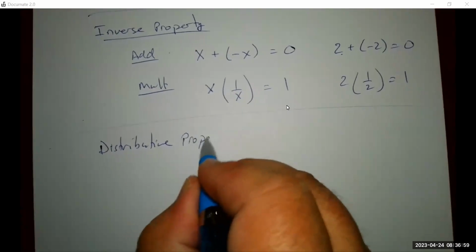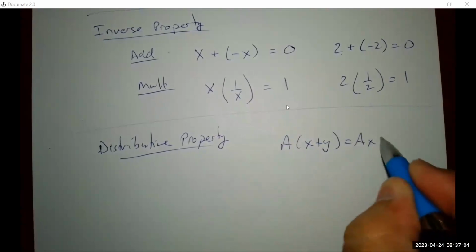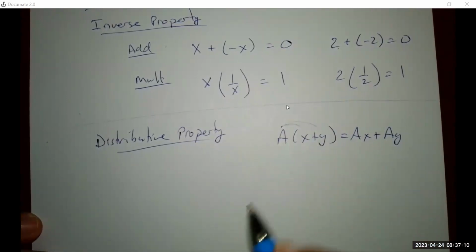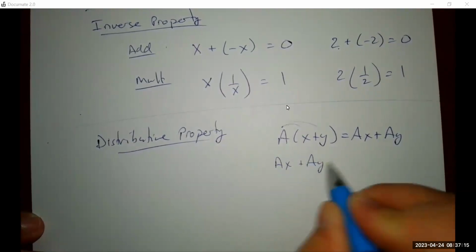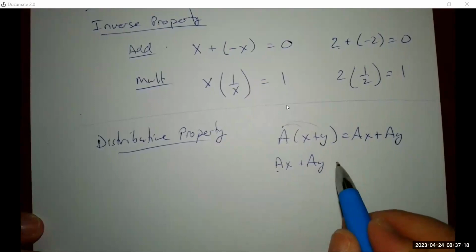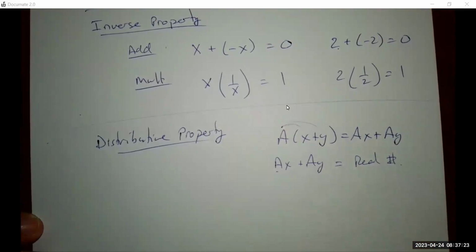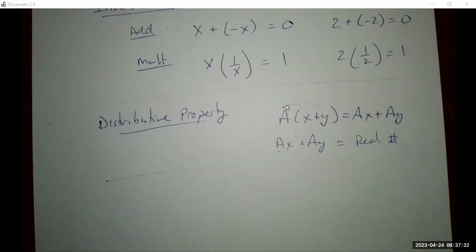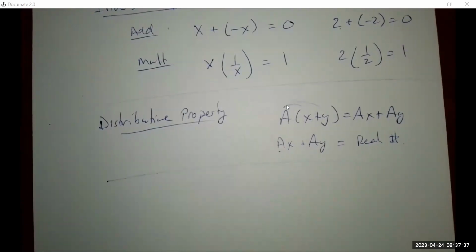The distributive property. A times x plus y equals ax plus ay. We learned that we can multiply the two numbers together, a times x, a times y. Since we can multiply them, we can also add them from the previous rules. The answer will be a real number. So those are the properties of real numbers.